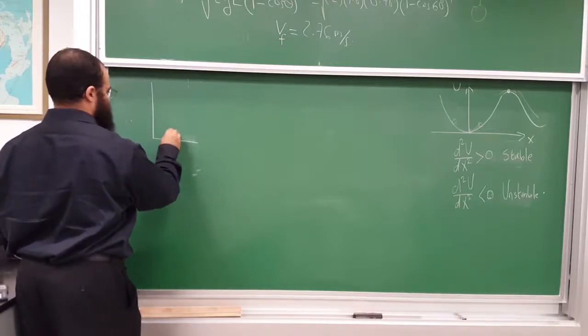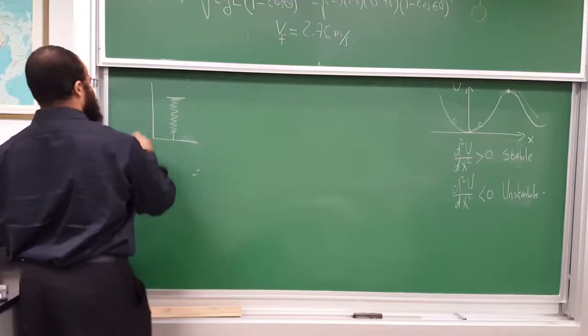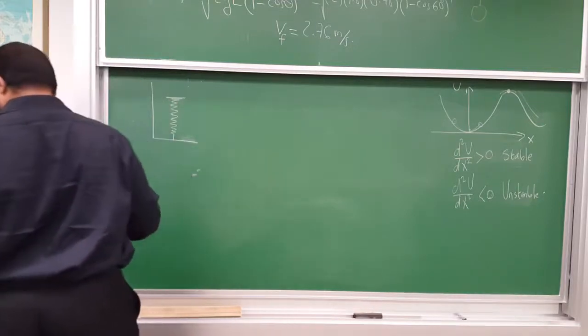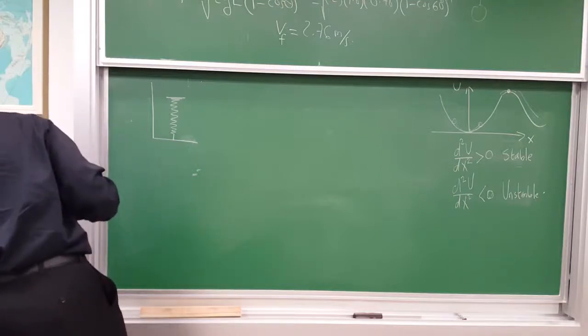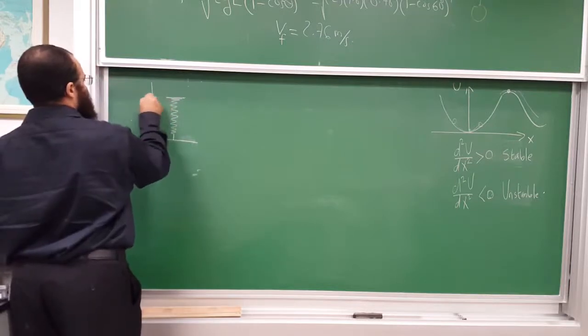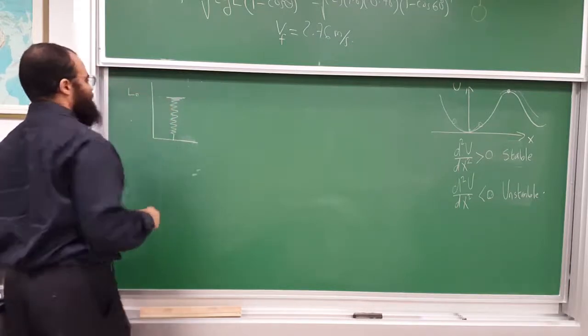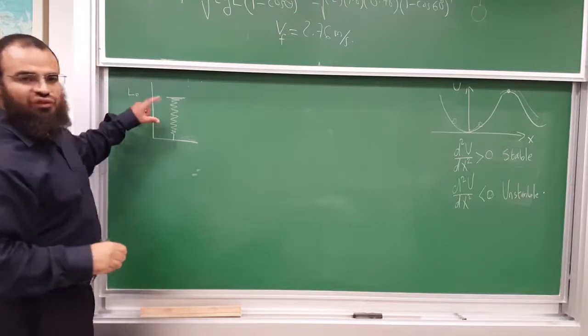Here's the spring. And the spring is naturally up to this length here. Let me call it, let me just look at the book, what they call it. I think they call it L0, yeah. L0, all right? That's the natural length of the spring.